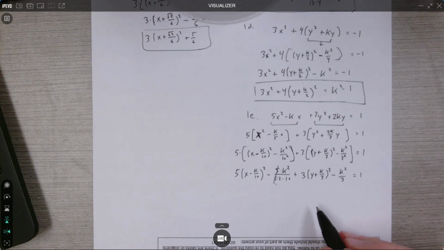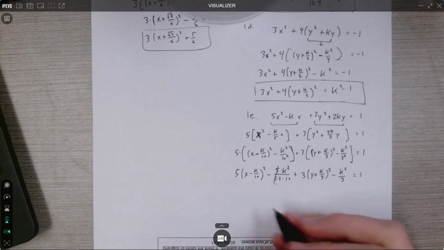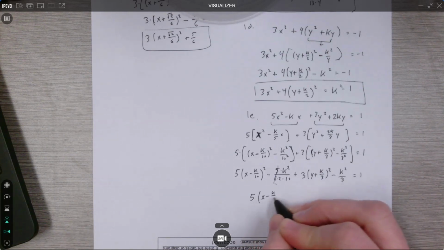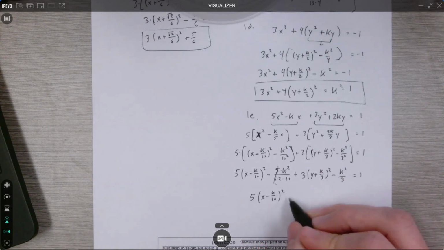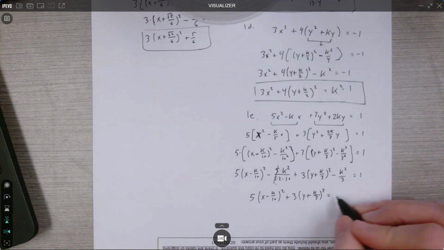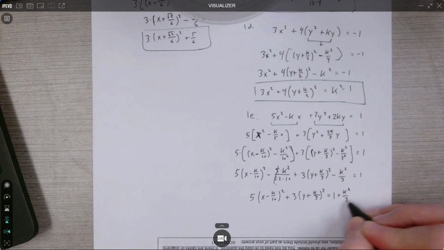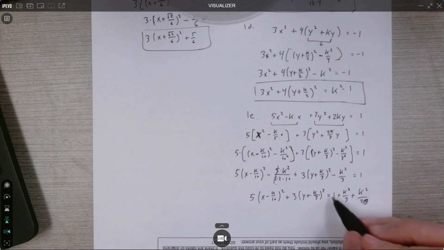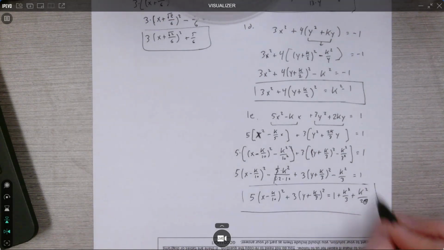And then we're going to move all the constants. So these things are constants and those things are constants. So the final answer here is going to be 5 times x minus k over 10 squared plus 3 times y plus k over 3 squared equals 1 plus this thing, k squared over 3, plus this thing, which is going to be k squared over 20. And if we had reason to, we could try and combine all of these under one denominator. I don't feel a strong reason to do that, so that seems good.